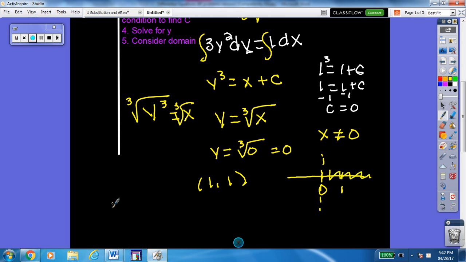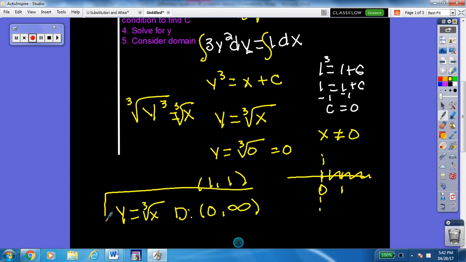So our answer, y equals the cube root of x, and it's important to state the domain in this one. If you look at it, there's no issues in the domain, but we've got to restrict that domain so that our y is never 0. And we're going to pick 0, infinity. So here's an example where the domain gets a little funky.